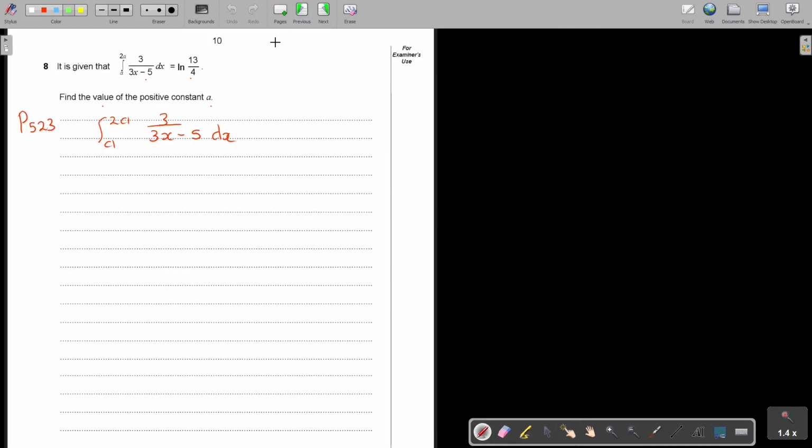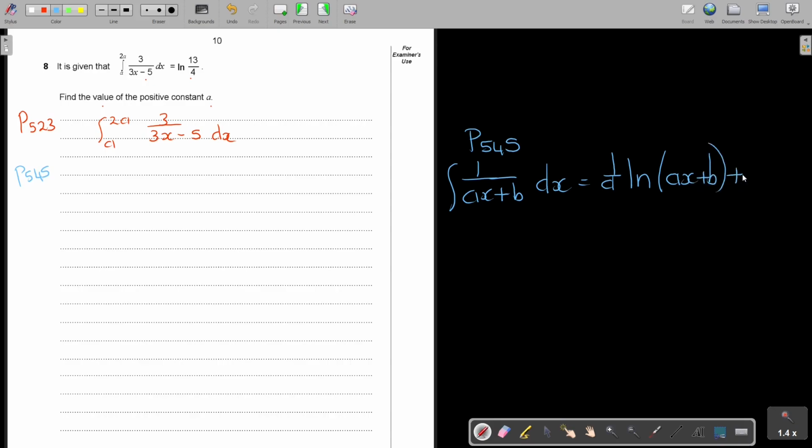If you go back to my textbook, at the end of chapter 12, on page 545, I think it's very nice and far more clear. I wrote there that if you have 1 over ax plus b, and you have dx, then it's 1 over a, and then ln of ax plus b, plus c. So that will help you a lot, what you see on that page. So let's just do it then.